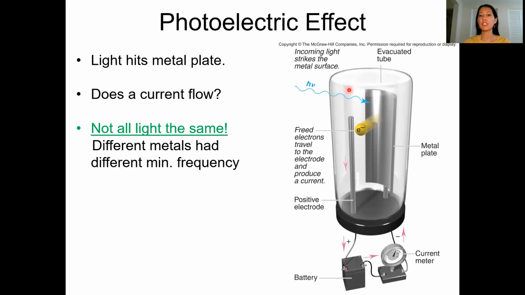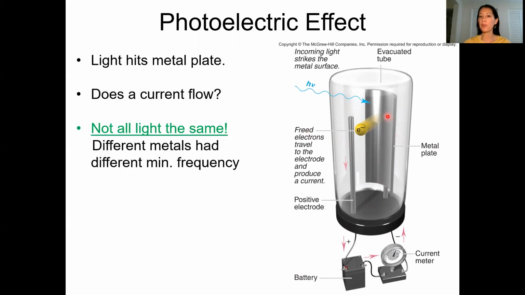Light is shined on this piece of metal, and if there's enough energy in this light, it can eject an electron. So that's measured. So basically what the scientists were doing was determining whether a current is flowing or not. What's interesting though, and what came out of this, was that not all light was the same. So you might shine, for example, a blue light or a red light or another type of light, and not all of them would produce a current. Not all of them had the right energy to eject an electron.